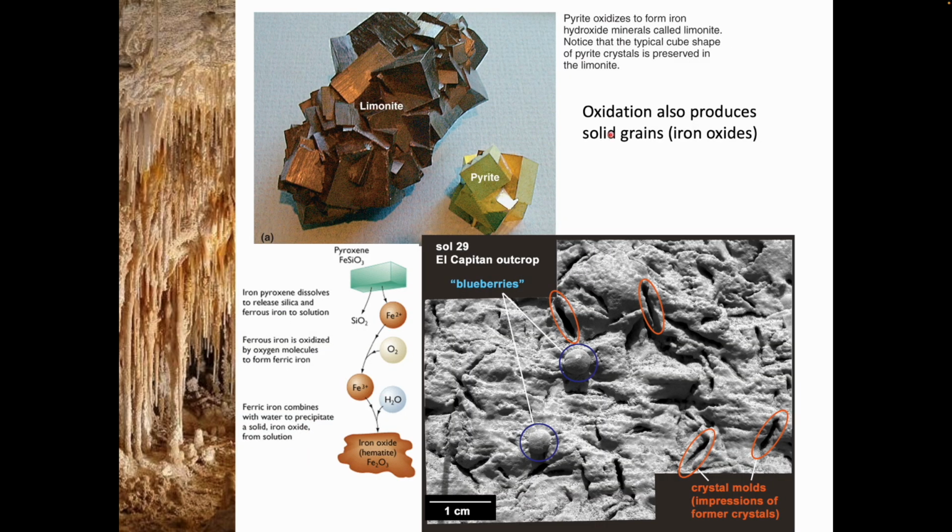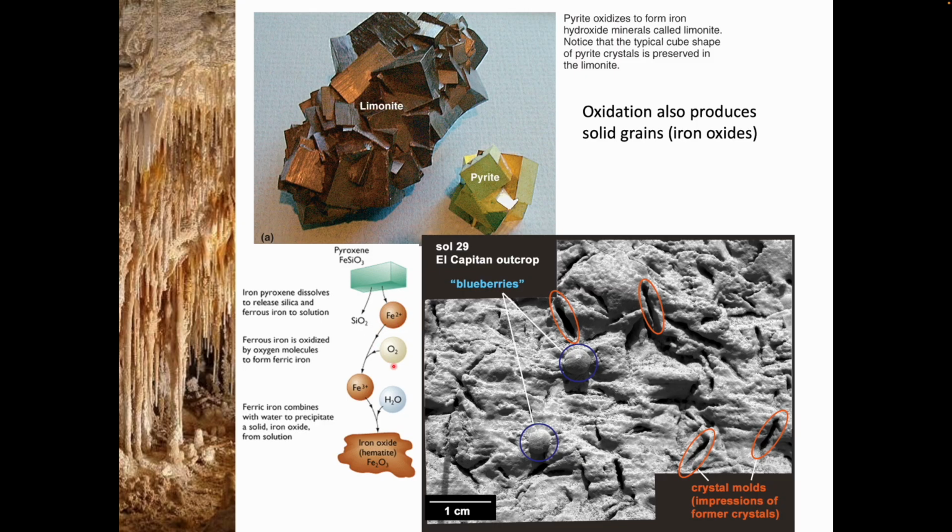Our third process, oxidation, also produces solid grains, iron oxides. For example, if you take a lump of the mineral pyroxene, which is iron silicate, and you add water, you end up with silica, because that dissolves in water, and you end up with an iron ion.